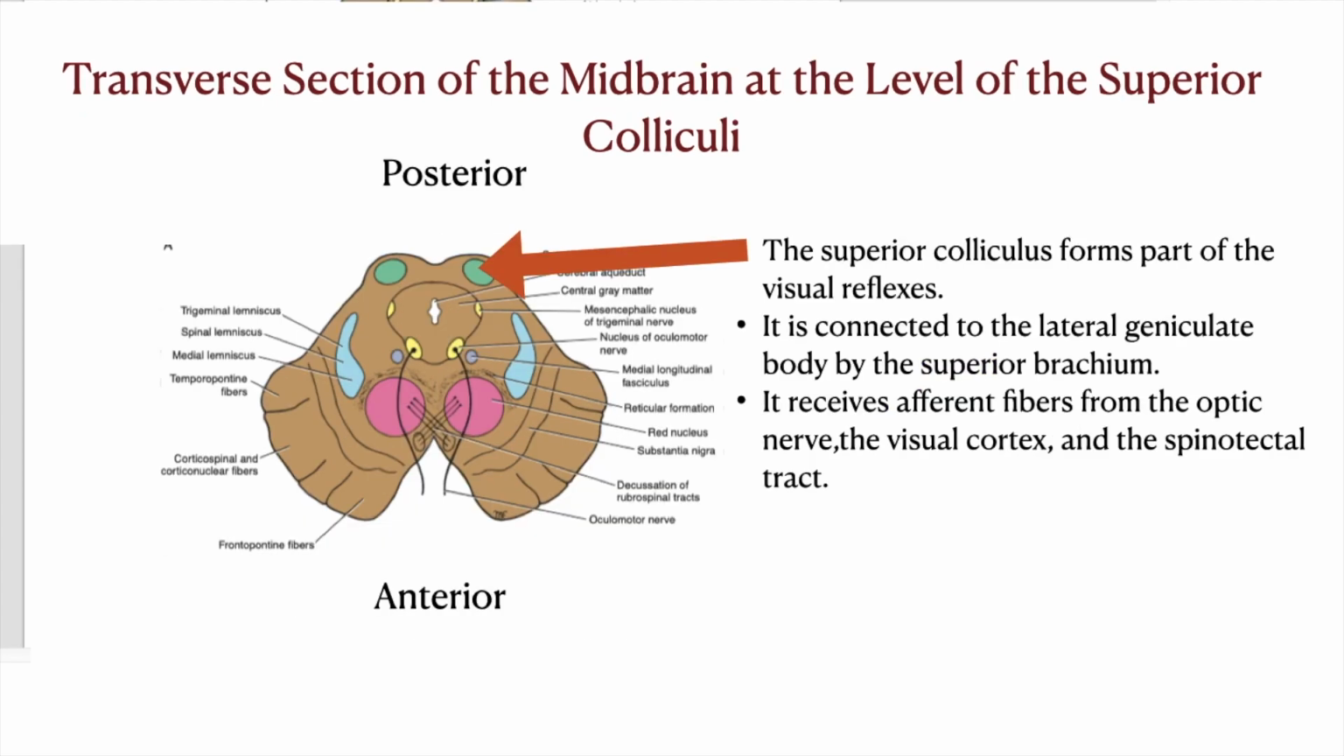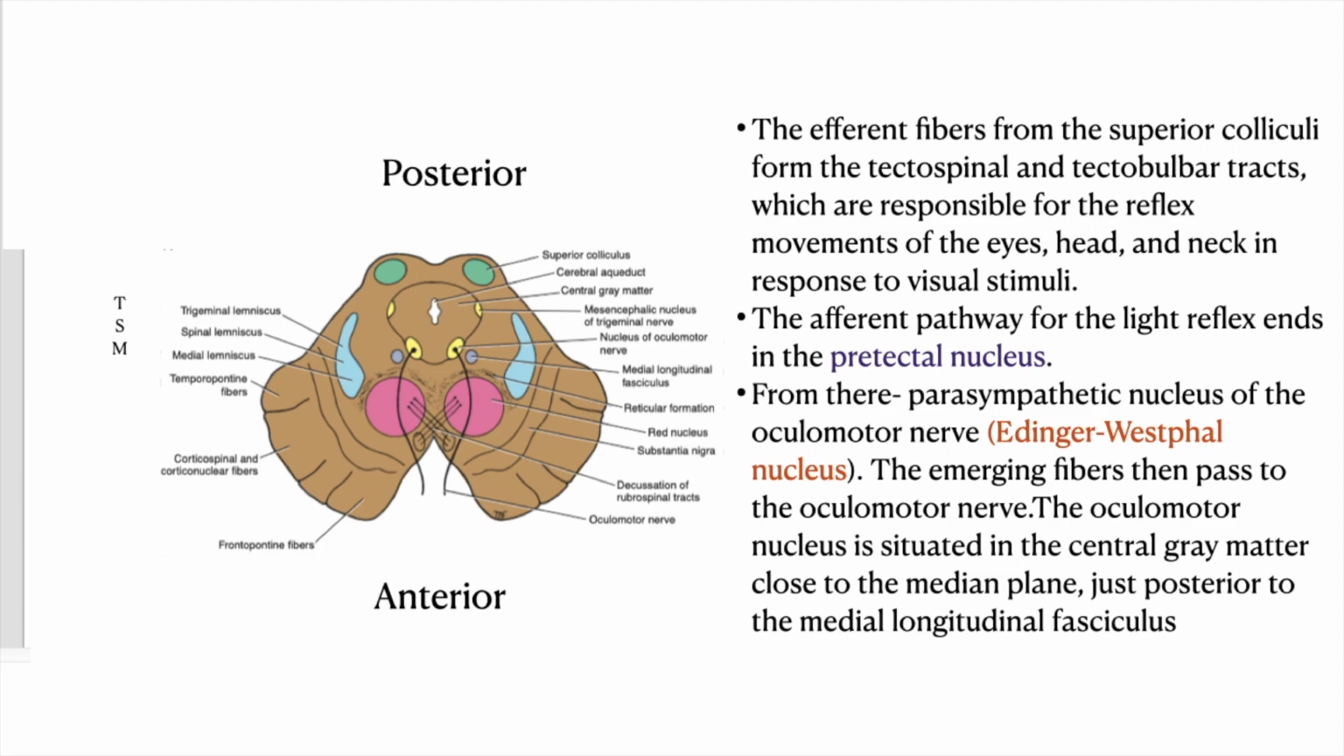At the level of the superior colliculi, you have the superior colliculi, which form part of the visual reflexes, and they're connected to the lateral geniculate body by the superior brachium, and they receive afferent fibers from the optic nerve, visual cortex, and the spinotectal tract. The efferent fibers from the superior colliculi form the tectospinal and tectobulbar tracts, and they are responsible for the reflex movements of the eyes, head, and neck in response to visual stimuli.